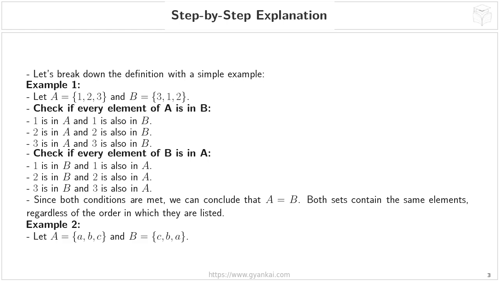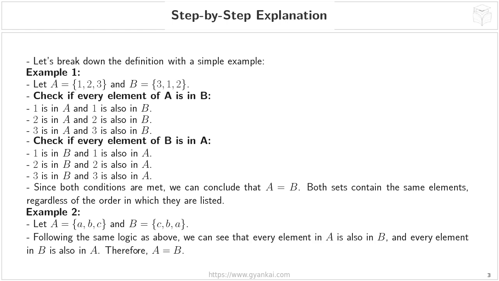We have set A containing the letters A, B, and C, and set B contains the letters C, B, and A. If you follow the same logic as we did with example 1, checking that every element of A is in B, and then checking that every element of B is in A, you'll find that it holds true. Every element in A is also in B, and every element in B is also in A. Therefore, just like before, we can conclude that A equals B. This further emphasizes that the order of elements doesn't change whether two sets are equal or not.